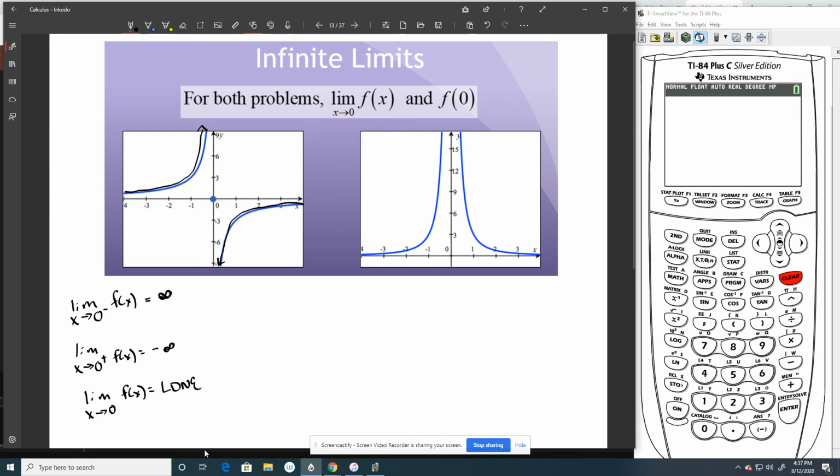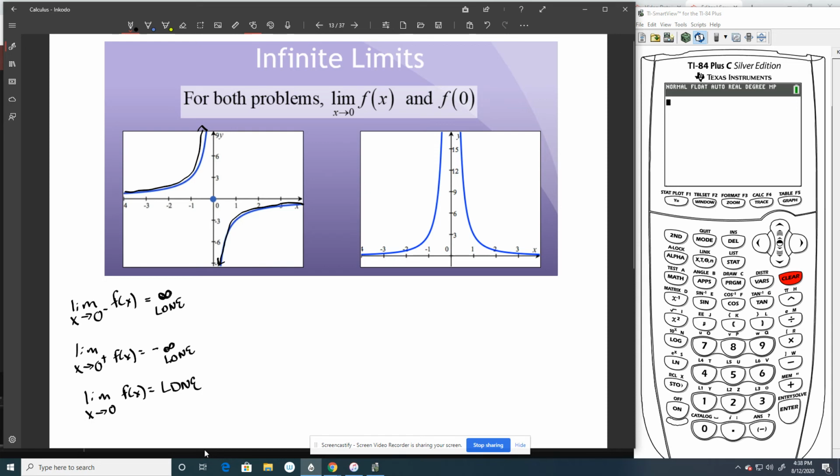But this infinity and this negative infinity, those are not specific numbers. And if you remember the definition, it said that we had to approach a specific number, a unique number. But infinity is not unique. So technically, I could say that this limit does not exist, and I could say that this limit does not exist, because infinity and negative infinity aren't specific numbers.